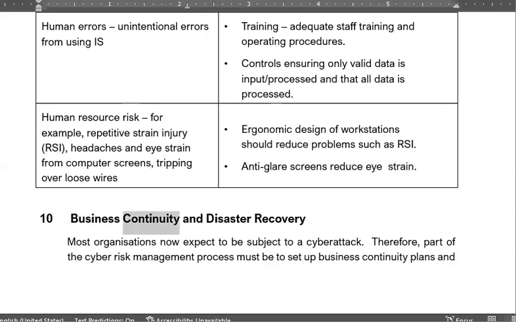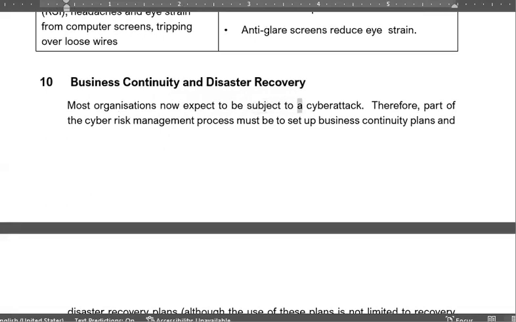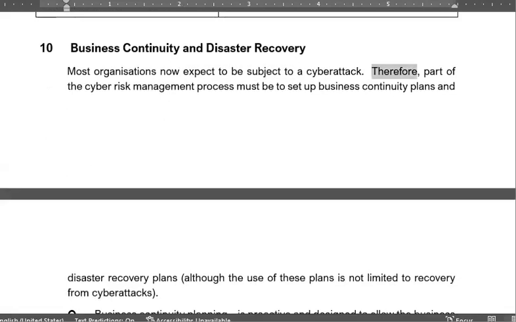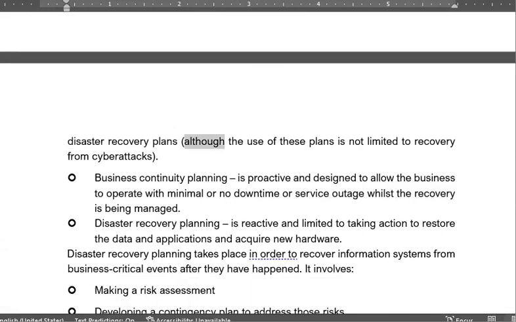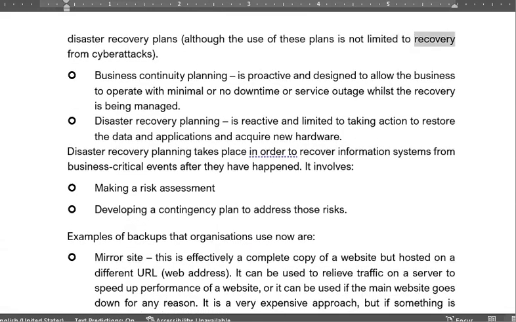10 Business Continuity and Disaster Recovery. Most organizations now expect to be subject to a cyber attack. Therefore, part of the cyber risk management process must be to set up business continuity plans and disaster recovery plans, although the use of these plans is not limited to recovery from cyber attacks.